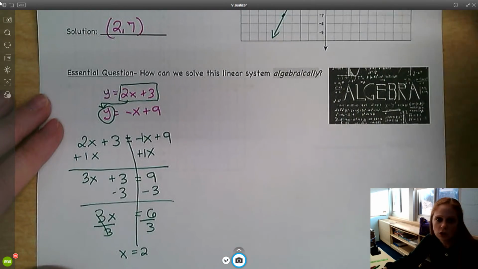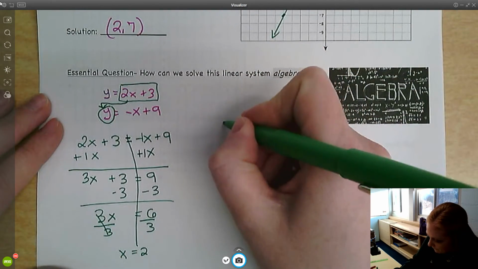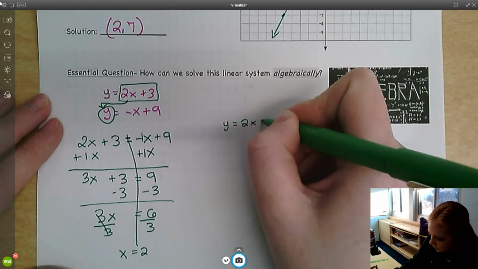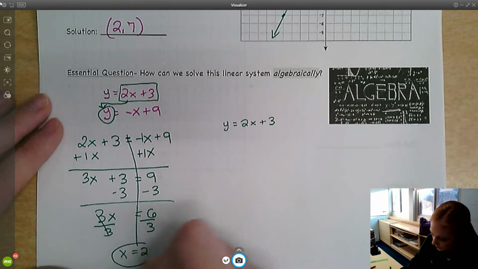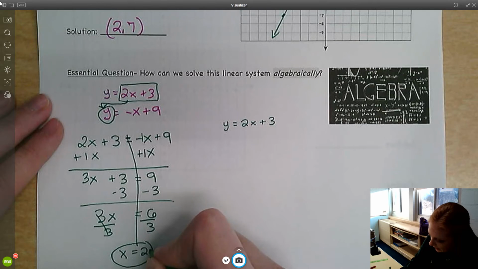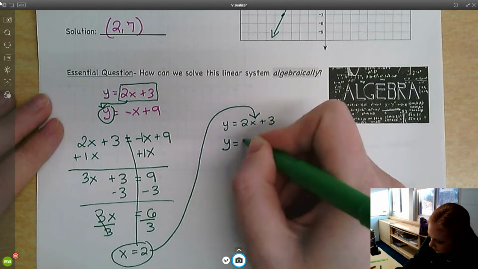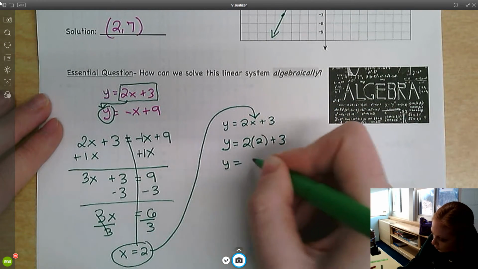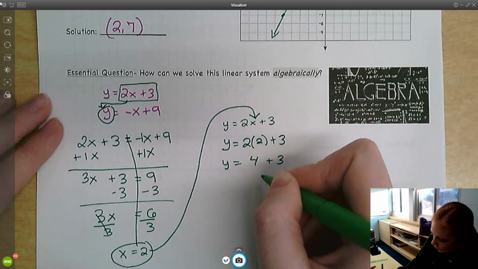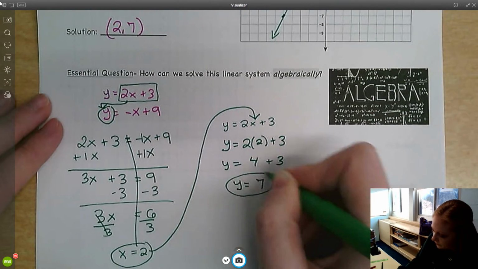You're going to want to pick the original that you think is easier to work with. So I'm going to pick y equals 2x plus 3 because there's no negatives. And if I know x is 2, I'm going to take that and plug that in for x. And now I can solve for y. 2 times 2 is 4, 4 plus 3 is 7. So now I know y is 7.